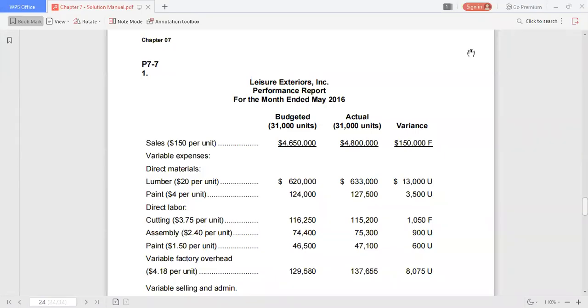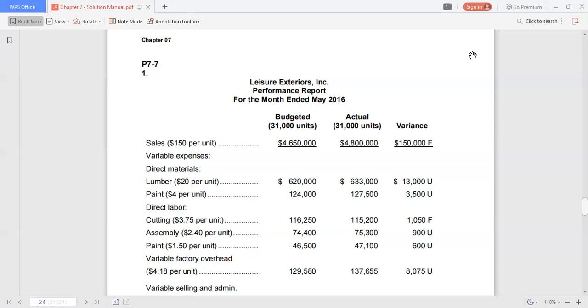Okay, now let's take up P7.7, preparing a performance report. Use the flexible budget prepared in 7.6 for the 31,000 unit level and the actual operating results listed below for the 31,000 unit level. Prepare performance report.